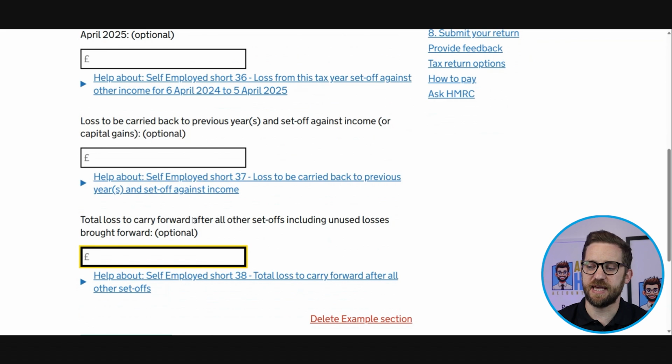The only thing I would say is that where you do have losses and you're carrying them forward, make sure you're entering your losses in this box at the bottom here, because if you don't carry anything forward in this box, then HMRC won't be expecting you to offset anything in next year's tax return.